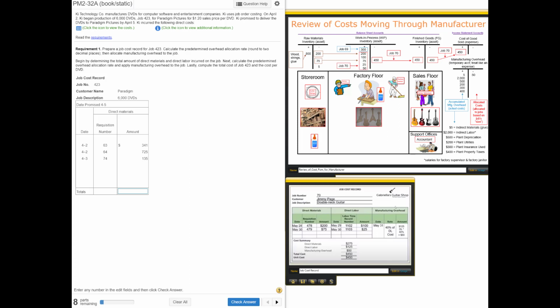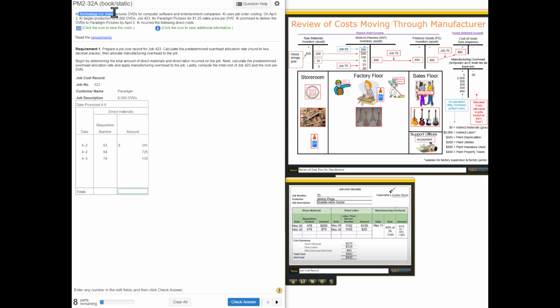19-32. We're going to complete a job cost record similar to this one, which is just a screenshot from our PowerPoint. And we're going to record direct materials, direct labor, and manufacturing overhead for this job. And then we're going to do the journal entries, and then we will sell the product and also record the sale in the journal. So again, this is a screenshot of the review of costs moving through a manufacturer. So let's see what's going on here.